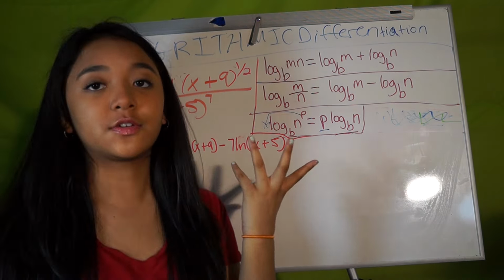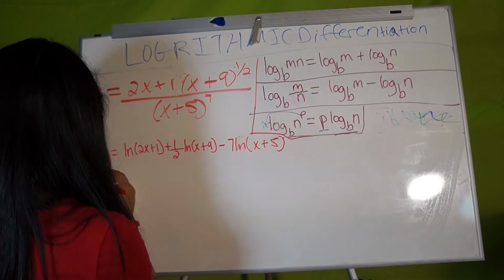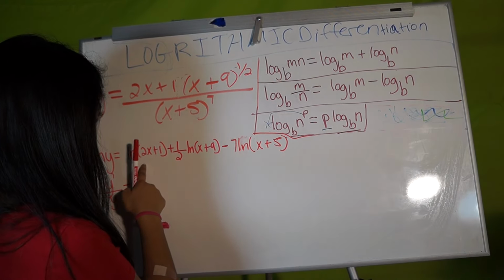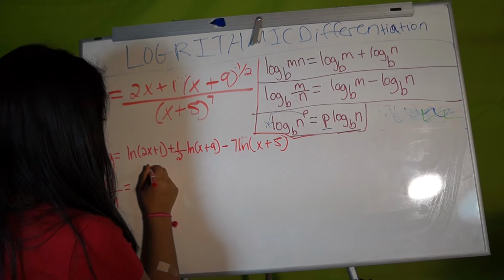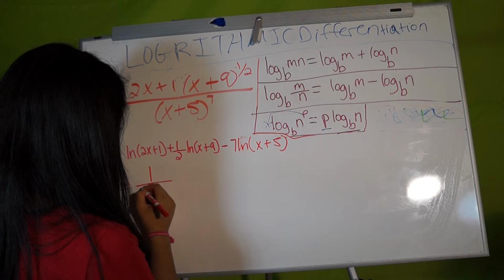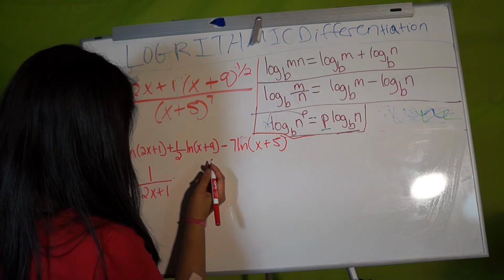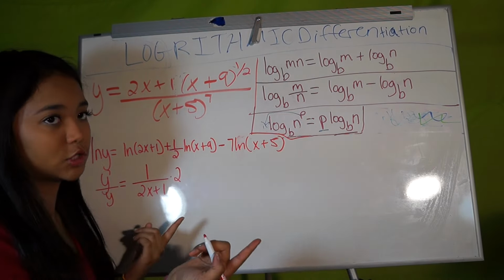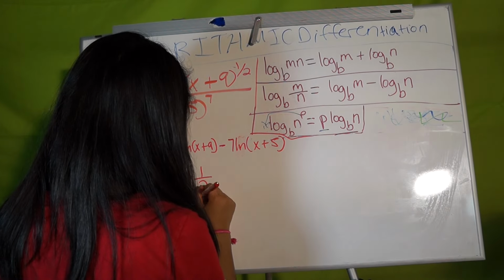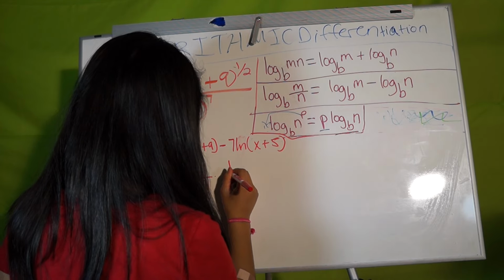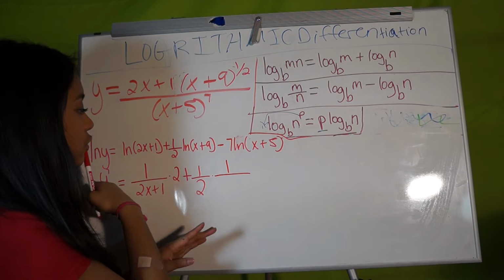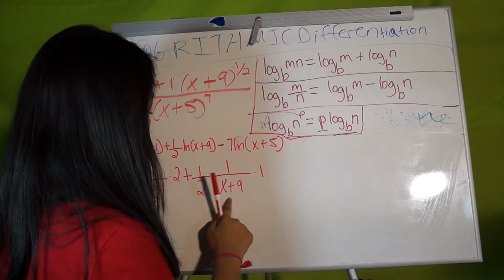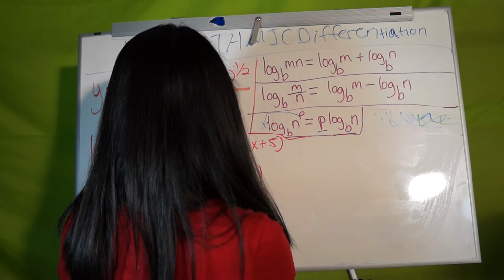And now this is the point where we differentiate this. So this here will be y prime over y equals, we'll do chain rule, so it'll be 1 over 2x plus 1 times 2, because once we derive the bottom here, it's just 2, because we did chain rule, plus 1/2 times 1 over x plus 9 times 1, because we differentiate the bottom here. This 1/2 stays, don't turn it to 0.